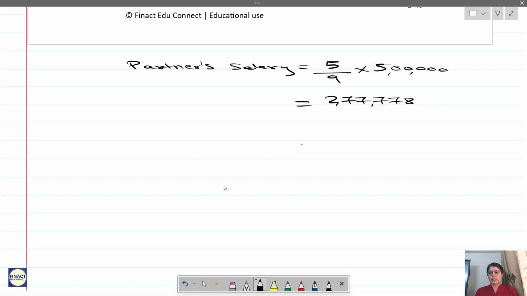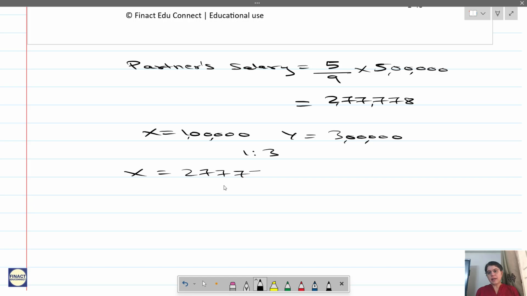Now let us calculate it for partner's salary. So partner's salary was how much initially? X's salary was 1 lakh and Y's was 3 lakh. Correct? So total partner's salary was 4 lakh. So what is the ratio of partner's salary? 1:3. So X will get 2,77,778 into 1/4 and Y will get 2,77,778 into 3/4.